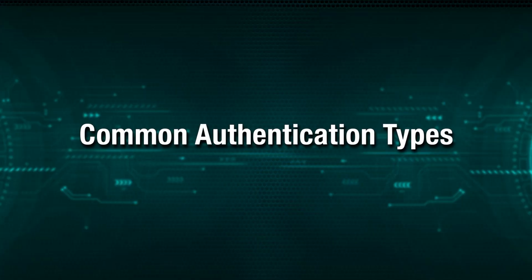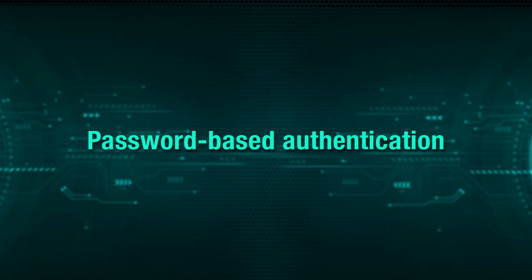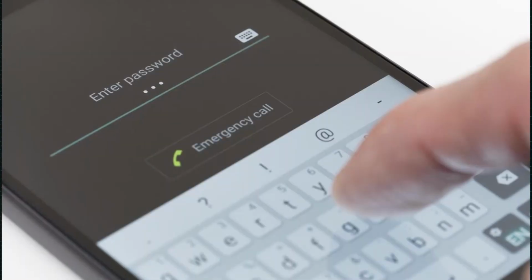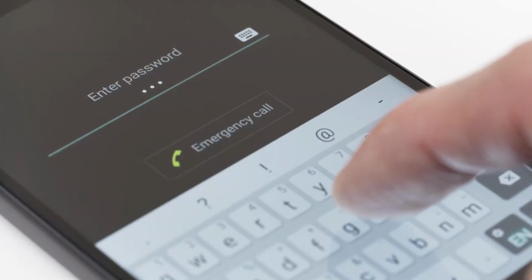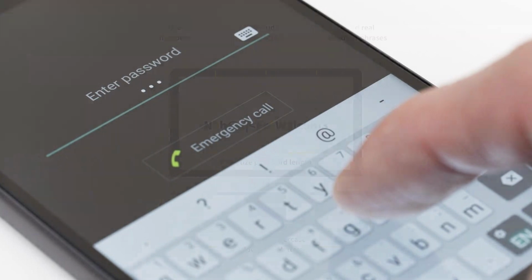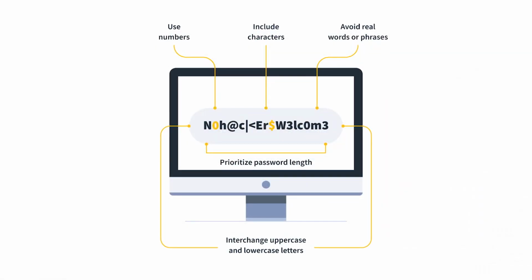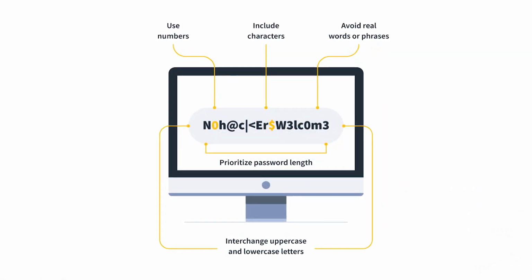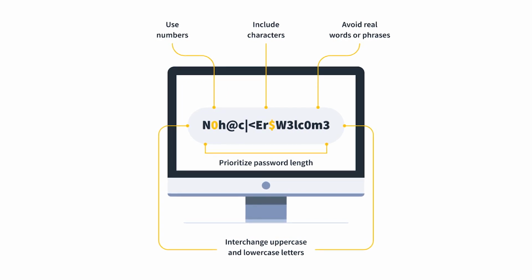Common authentication types. The list below reviews some common authentication methods used to secure modern systems. Password-based authentication. Passwords are the most common methods of authentication. Passwords can be in the form of string of letters, numbers or special characters. To protect yourself, you need to create strong passwords that include a combination of all possible options.